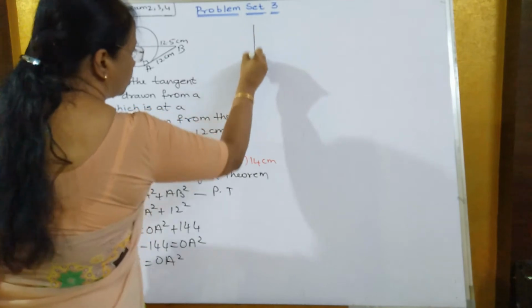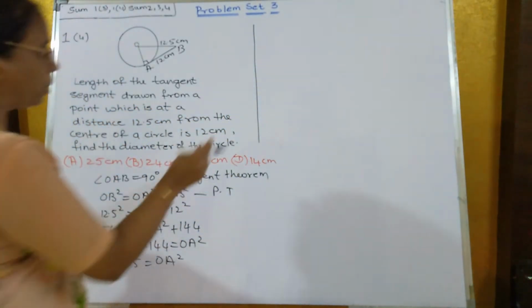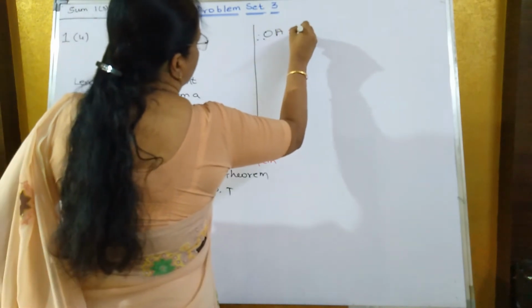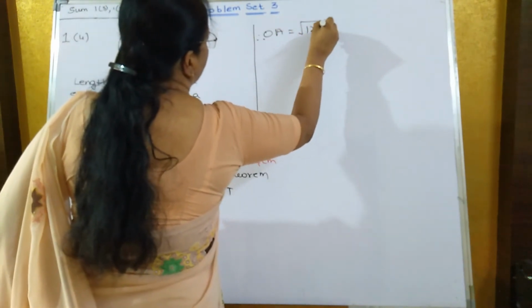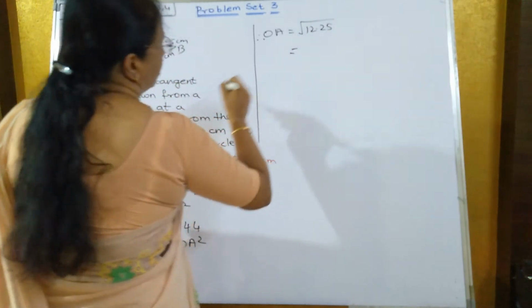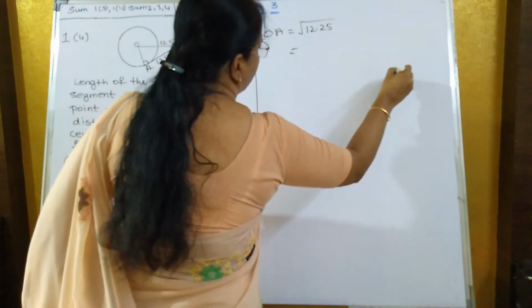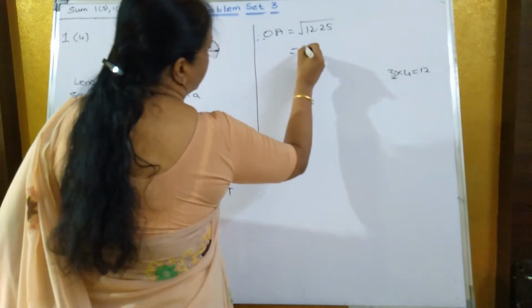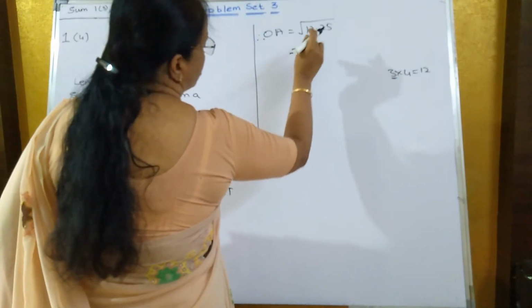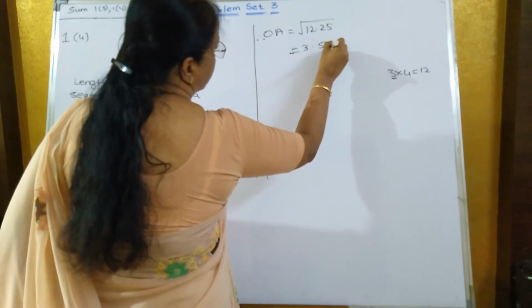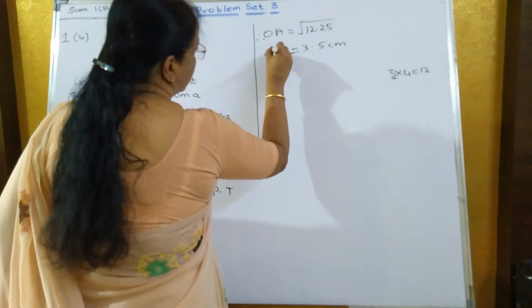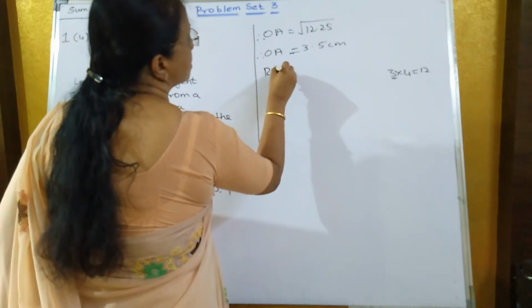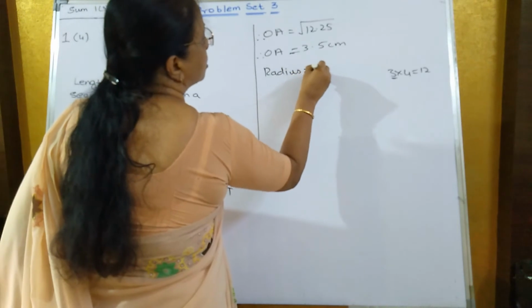Now in order to find OA, we take the square root of 12.25. 12 is formed by 3 into 4, so you take the smaller number, that is 3. And the square root of 25 is 5. So the answer is 3.5 centimeters. So OA is equal to 3.5 centimeter. That is, the radius is equal to 3.5 centimeter.